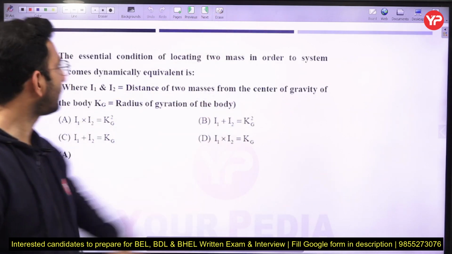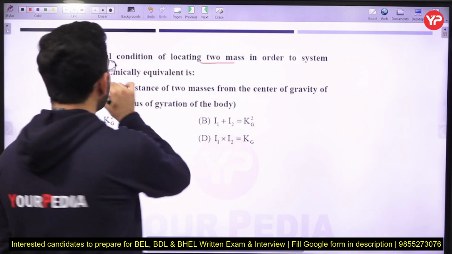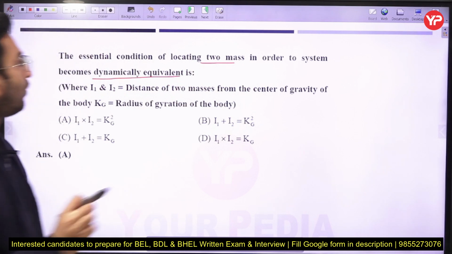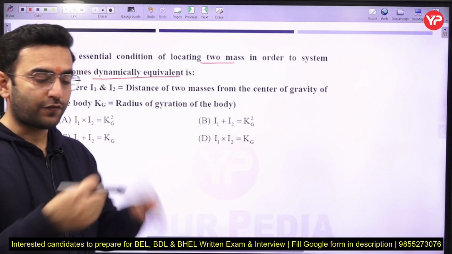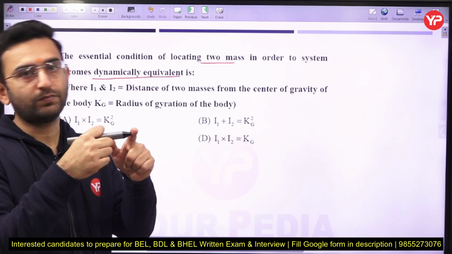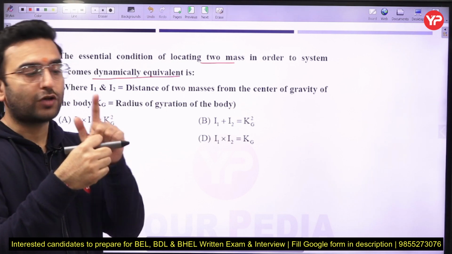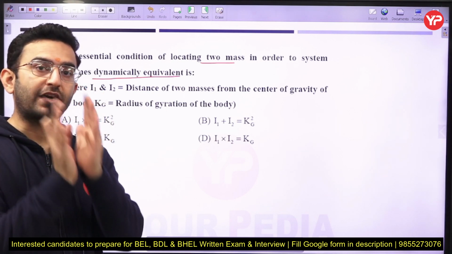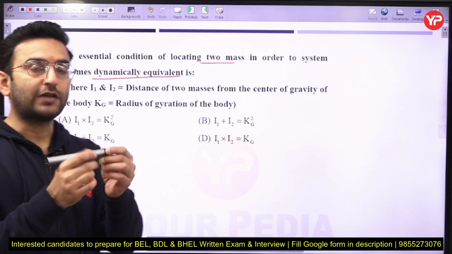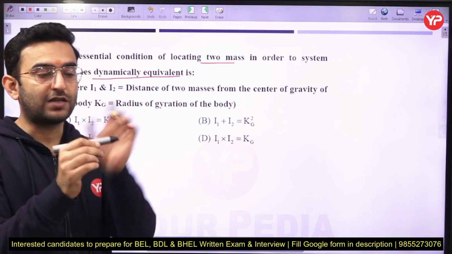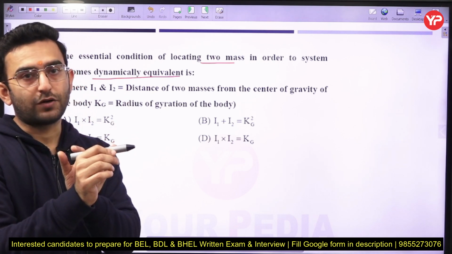So in the next question: the essential condition of locating the two masses in order for the system to become dynamically equivalent is known as the... Okay, so now just see, let us say you have a simple connecting rod here. The mass of the connecting rod is uniformly distributed all over the length of the connecting rod. So if you want to convert that model of the connecting rod into a dynamic equivalent system, you have to assume that the total mass of this connecting rod is concentrated at one end of a massless rod and on the other end of the massless rod.